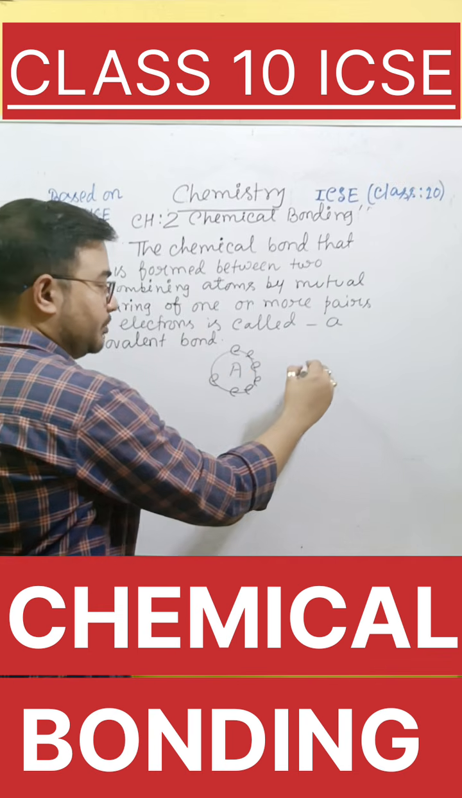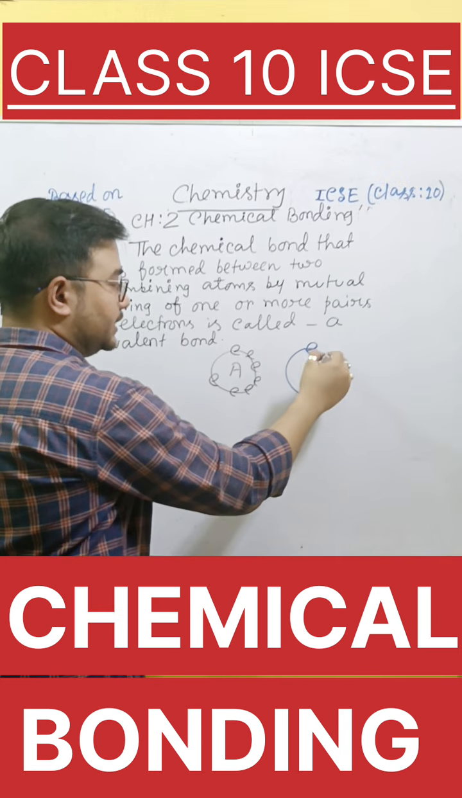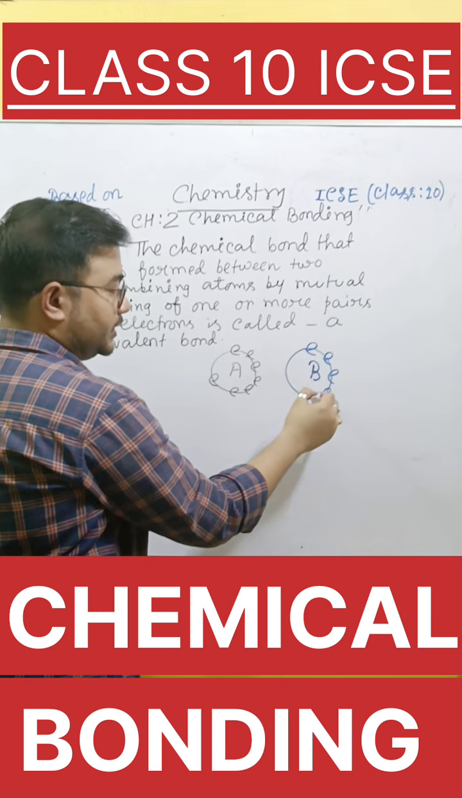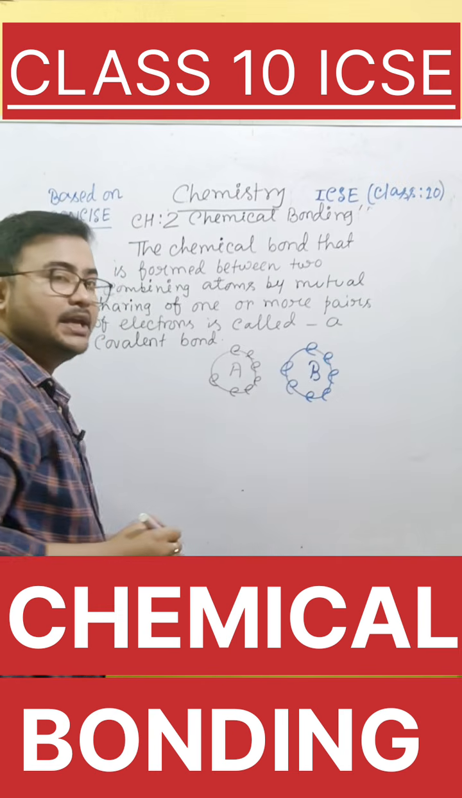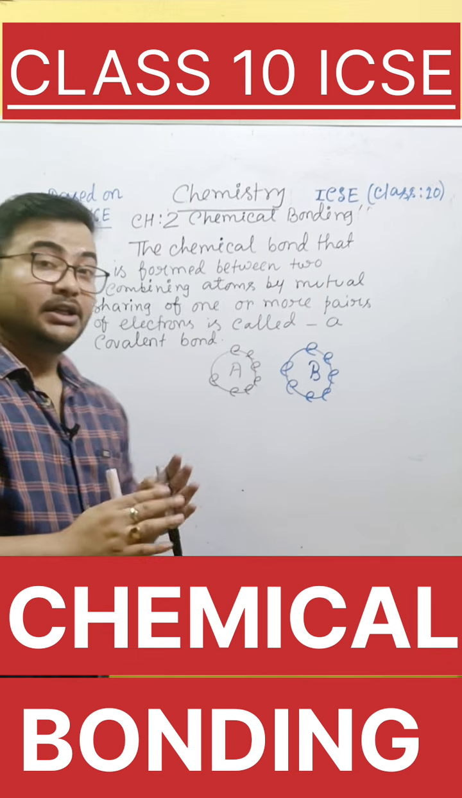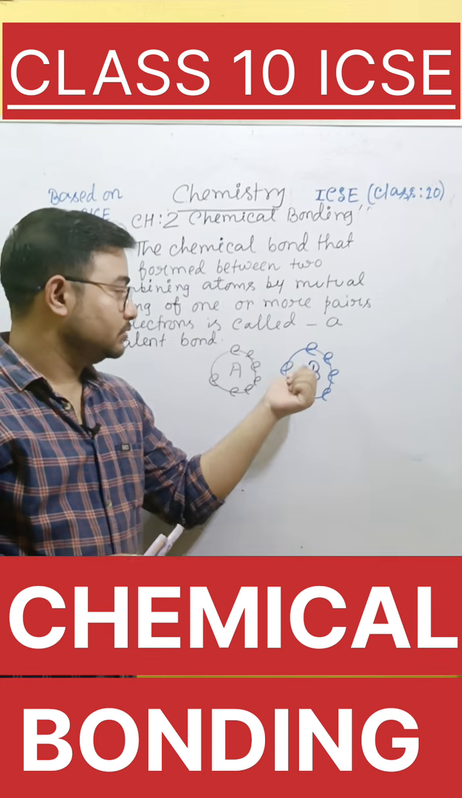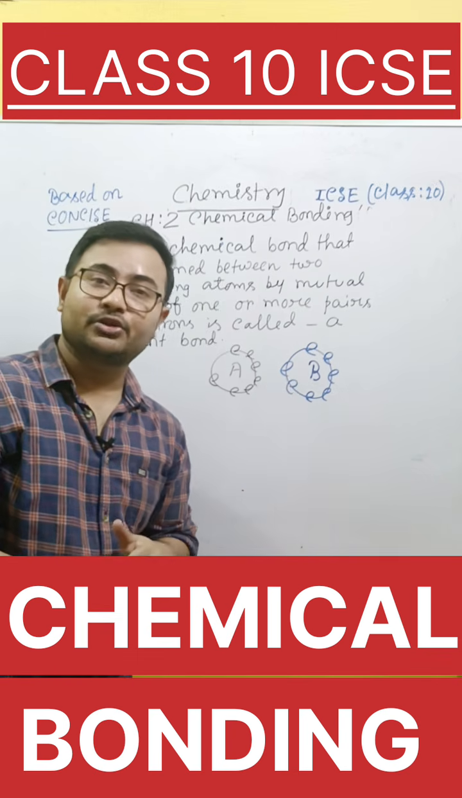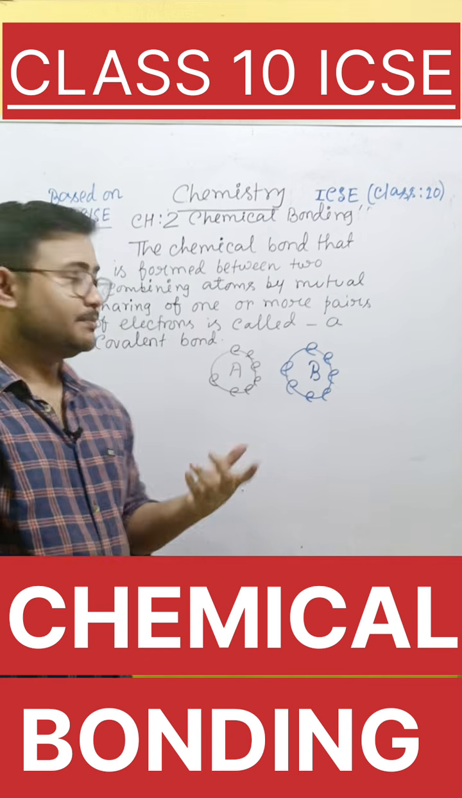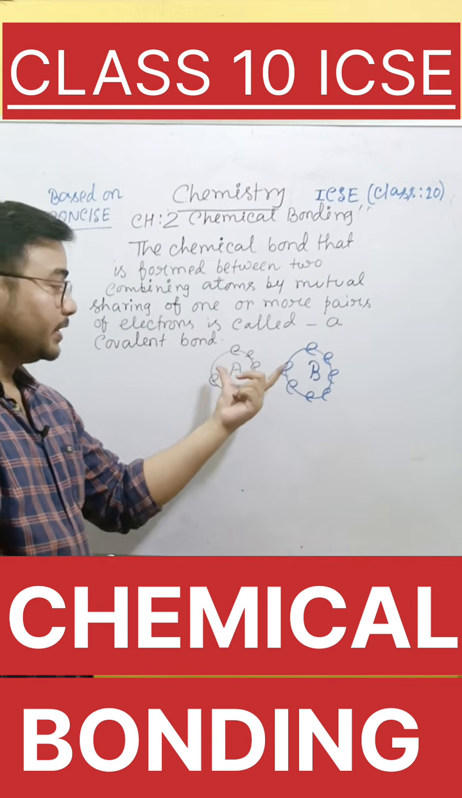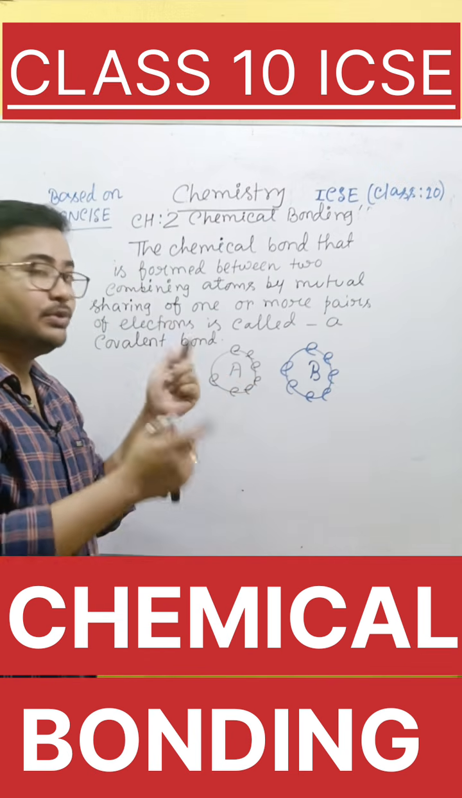But if B also contains 7 electrons in its outermost shell, then B also has a tendency to accept 1 electron to fill up its octet. But how is it possible? Both these atoms, A and B, have a tendency to accept.